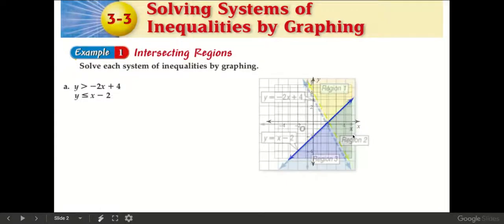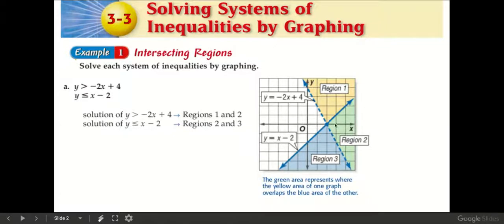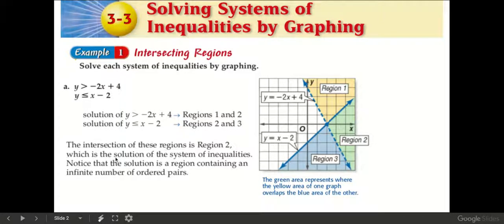If you look, it creates three regions here: Region 1, Region 2, Region 3. Region 2 is the only area that satisfies both inequalities. Region 1 and 2 represent the solutions for the first inequality, and Region 2 and 3 represent the solutions for the second, so this green area represents where the two graphs overlap. The intersection of these two regions, Region 2, is where the solution set is for the inequalities. So I would say that the solutions occur here.